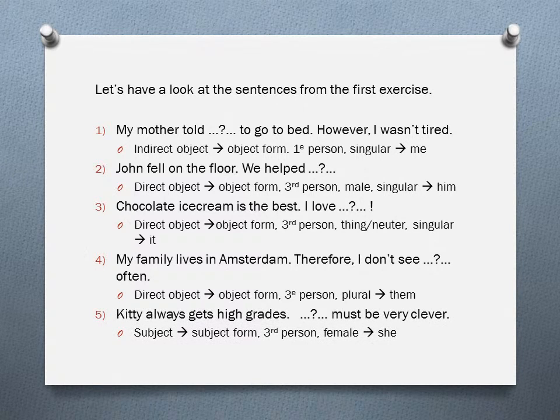And the last sentence, "Kitty always gets high grades, ? must be very clever." The function of the personal pronoun is the subject, so we must use the subject form. It's the third person, female, so the correct personal pronoun should be she. Kitty always gets high grades. She must be very clever.